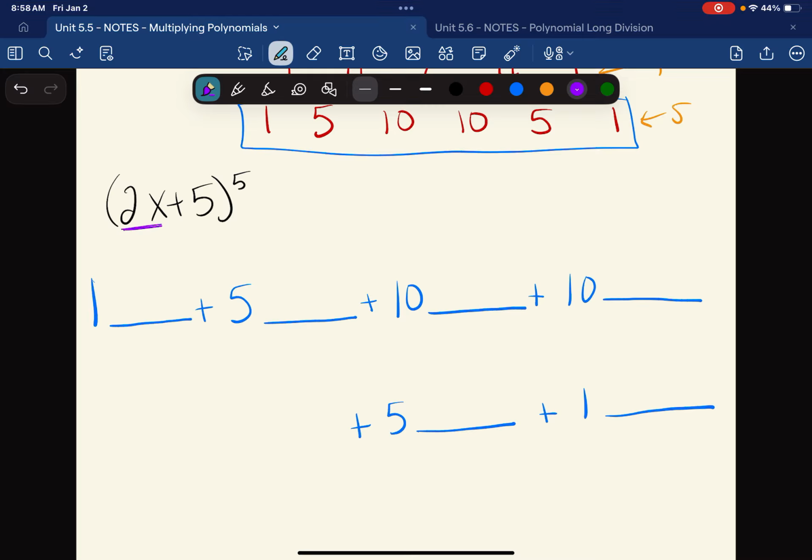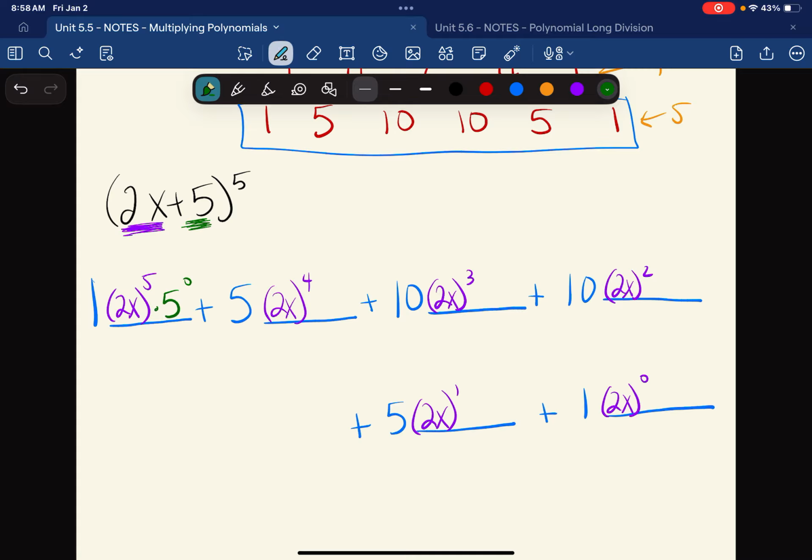So I start with my 2x, the first part of my binomial. I'm going to put that in parentheses and take it to the 5th power. 2x to the 4th power. 2x to the 3rd. 2x squared. 2x to the 1st. And 2x to the 0 power. And then we have the second part of our binomial, this 5. So I'm going to multiply by 5 to the 0 power times 5 to the 1st. 5 to the 2nd, 5 cubed, 5 to the 4th, 5 to the 5th.